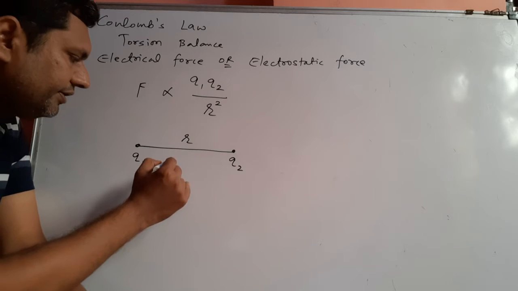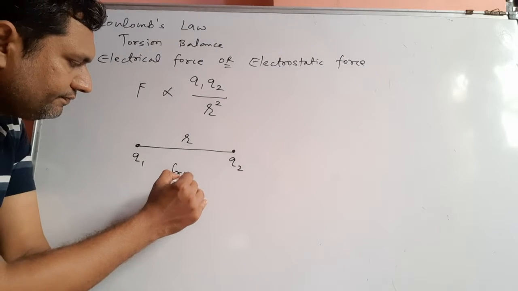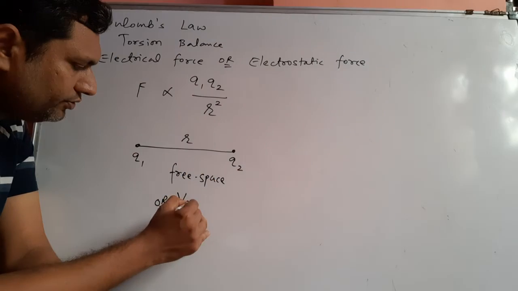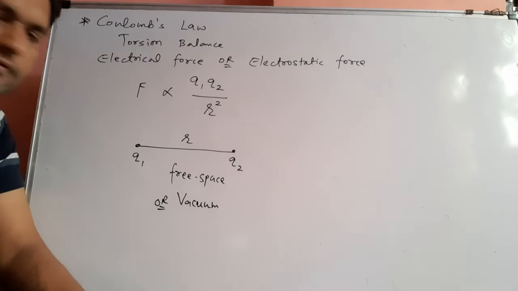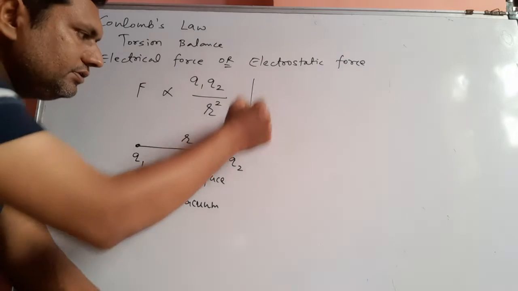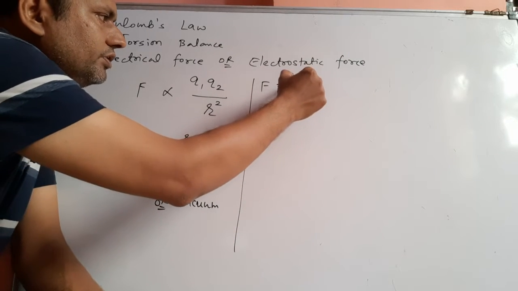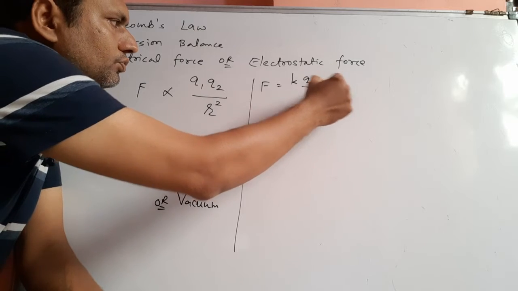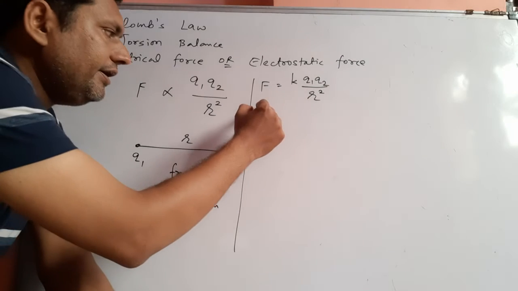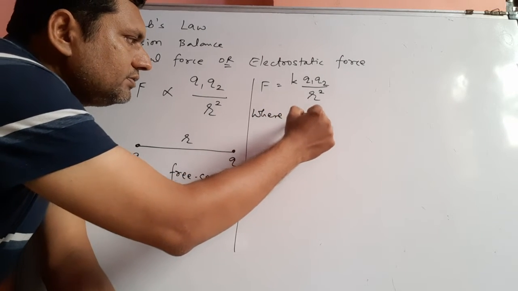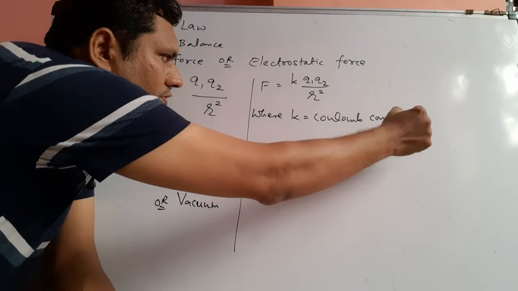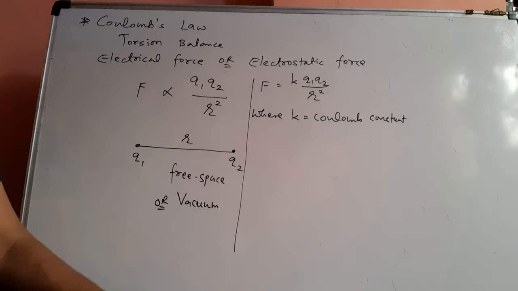The medium, initially, we are taking as free space, or we can also say vacuum. Here the proportionality constant is given by F is equal to K q1 q2 upon r square. Here K is the proportionality constant, and K is known as the Coulomb constant.